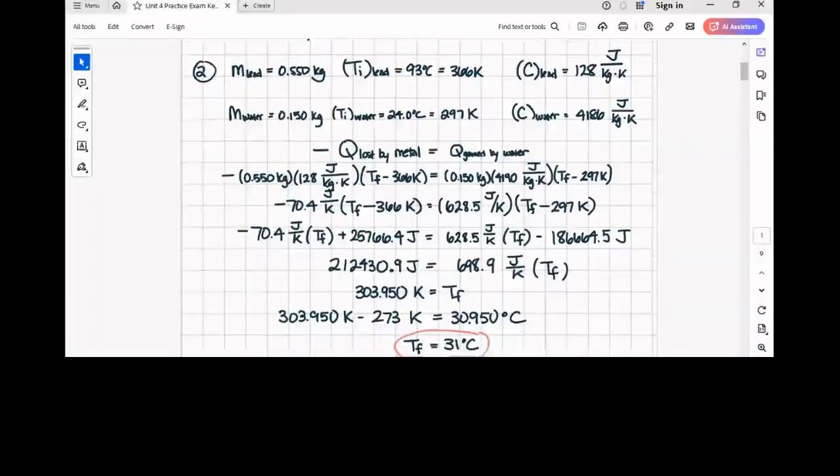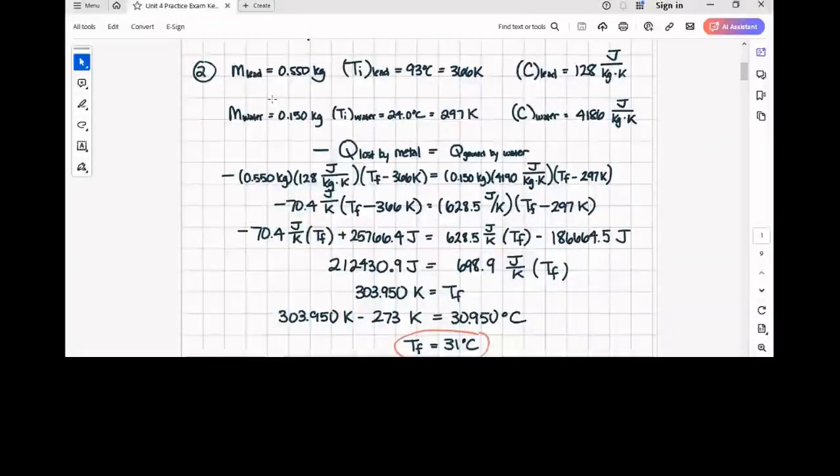On to problem 2. It reads, a 550-gram block of 93 degrees Celsius lead is placed in an insulated cup containing 150 grams of 24 degrees Celsius water. Calculate the mixture's equilibrium temperature. The specific heat of lead is 128 joules per kilogram Kelvin.